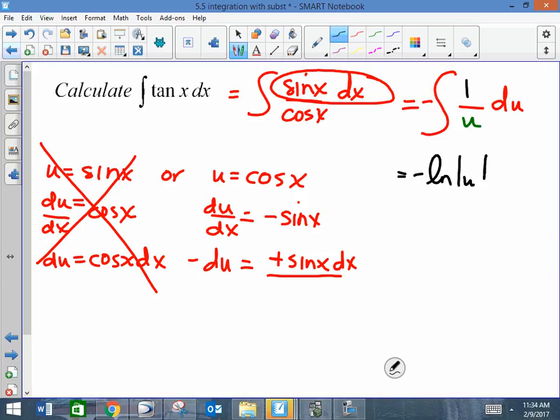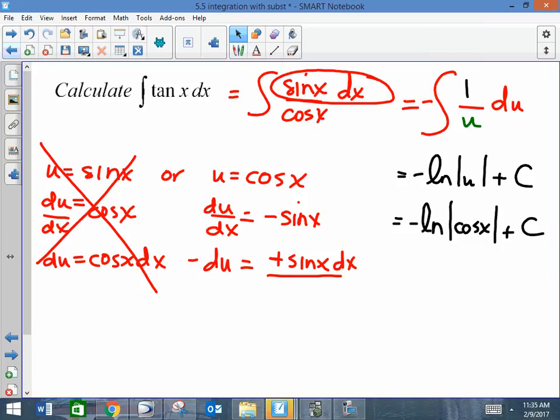ln, absolute value of u. Don't forget your c. Plug in your u, which was cosine of x. Don't forget your absolute value bars too. Why is only the ln negative and not the c as well? Negative c is still a constant. Just because we're adding c does not necessarily mean we're adding a positive number.